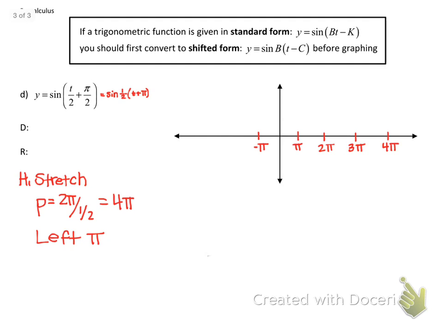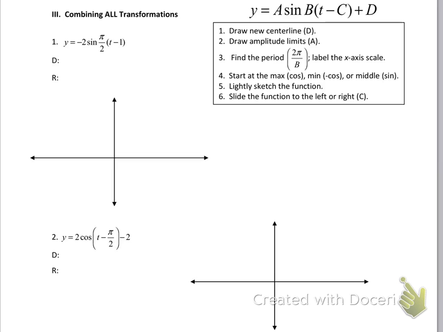So since I'm going to do that, I start my sine function at negative pi, 0, go up, middle, down, and then I finish at 3 pi. So that means that my domain is negative pi to 3 pi, and then my range is still negative 1 to 1. Okay, so if we combine all of these transformations together, then we're going to graph them.